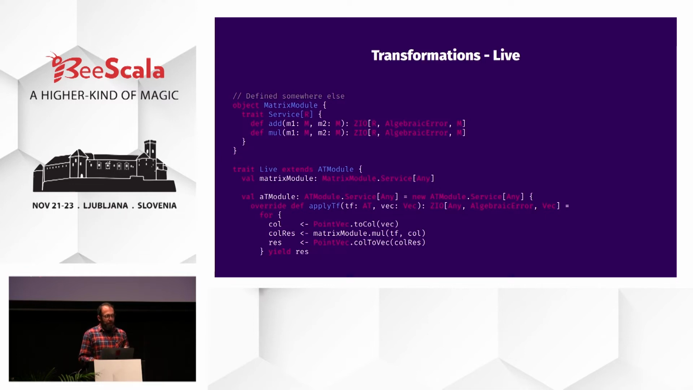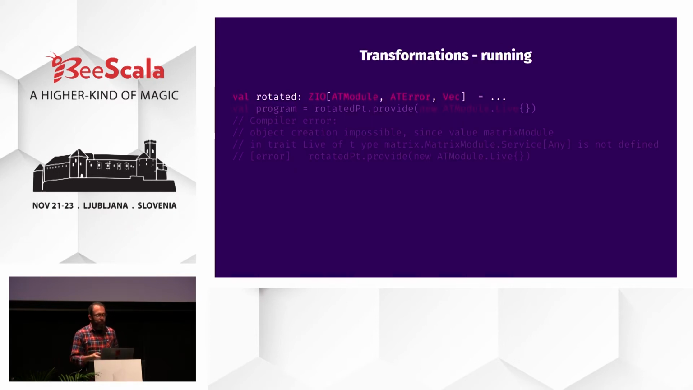So here we have a dependency of one module on another. So how do we introduce that? It's just about the live implementation of the transformation module, and we can rely on the matrix module in the for comprehension. So if I want to apply a transformation to a vector, I have just to make it a column out of that, multiply it, and then go back from the column matrix to the vector, and that's it.